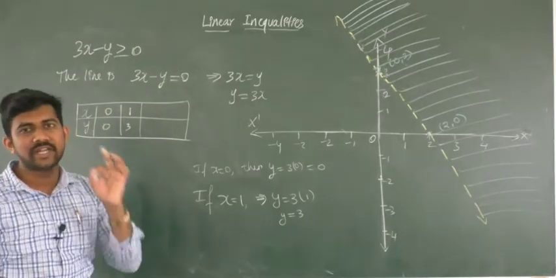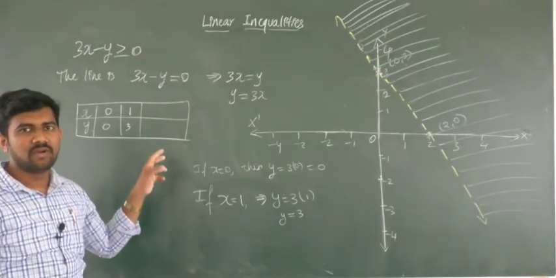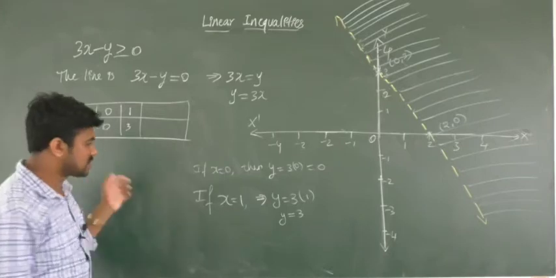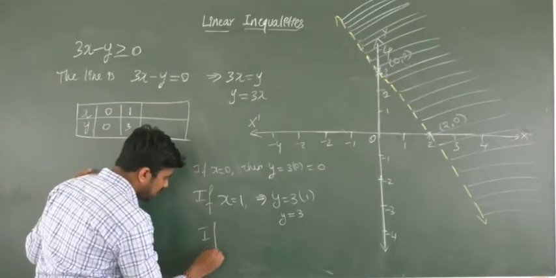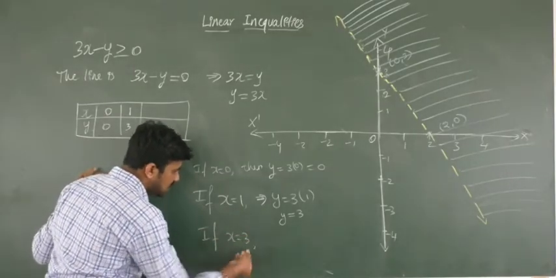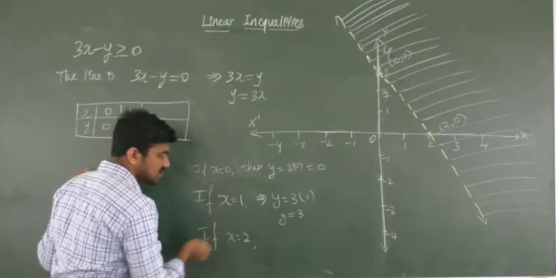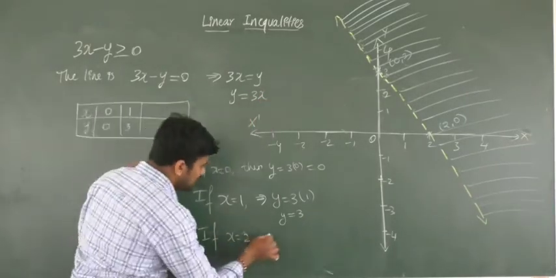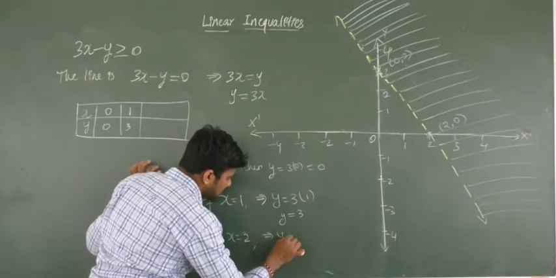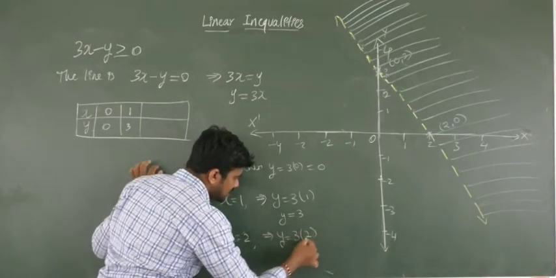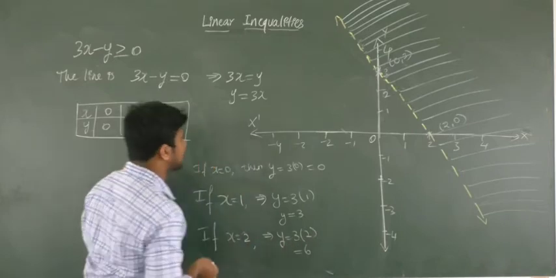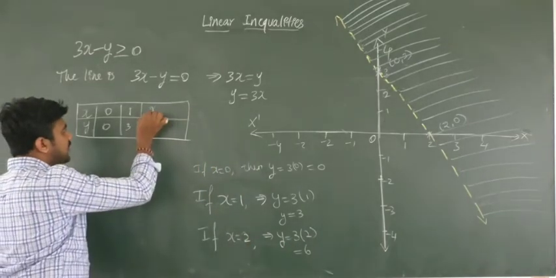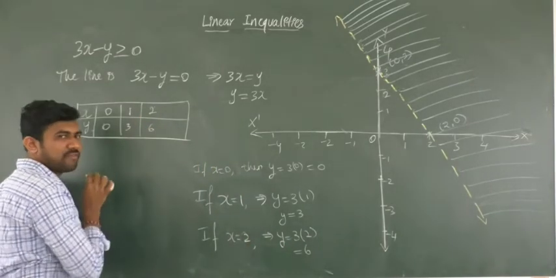You can get a line by joining these 2 points. Or we can take other points also. Next point, if you want, you can take 3. x is equal to 2. If you take x is equal to 2, what will we get as the y value? Then we'll get y is equal to 3 into 2, that is nothing but 6, right? So if you take x is equal to 2, what is the value of y?